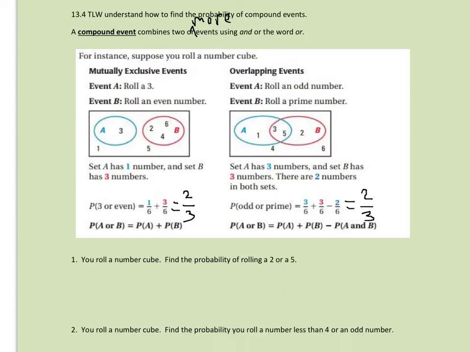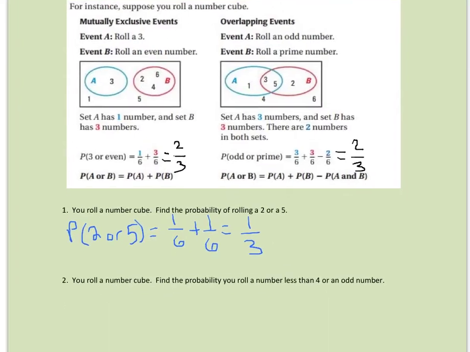So let's look at the first problem here. You roll a number cube. Find the probability of rolling a 2 or a 5. Would that be mutually exclusive or overlapping? Well, it would be mutually exclusive. So the probability of 2 or 5: 1/6 plus 1/6 is 2/6, which is 1/3. Okay? Next problem.